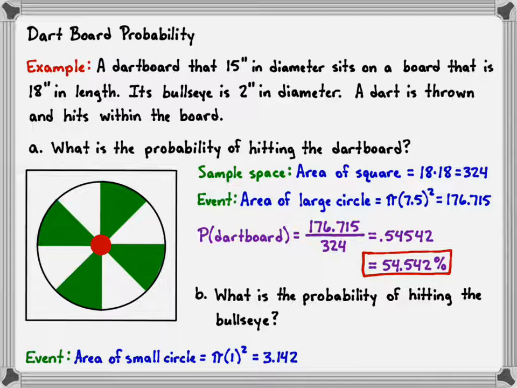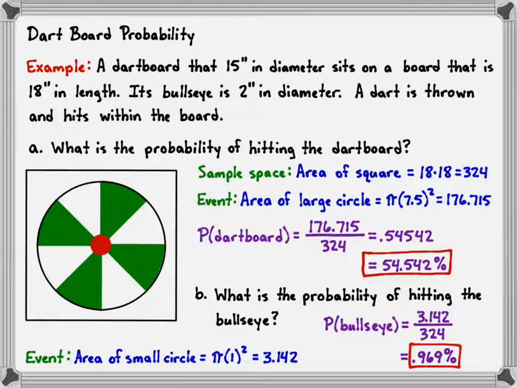It's whatever pi is. And so our probability of hitting the bullseye is going to be 3.142 over 324, which is 0.969%, less than 1% probability of hitting that bullseye.